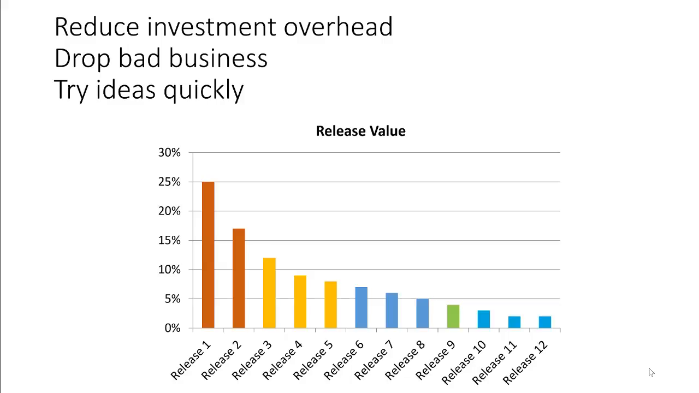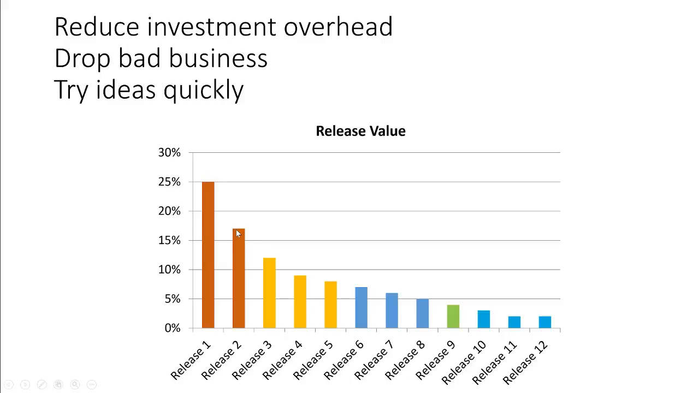So this release values chart is something that I use when I'm talking with folks about the idea of delivering the highest value items first. So if you're looking at this, you see release number 1 delivers 25% of the supposed value of this project or product.